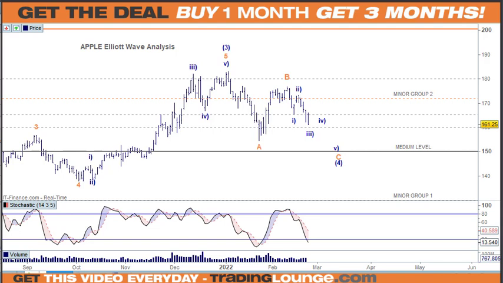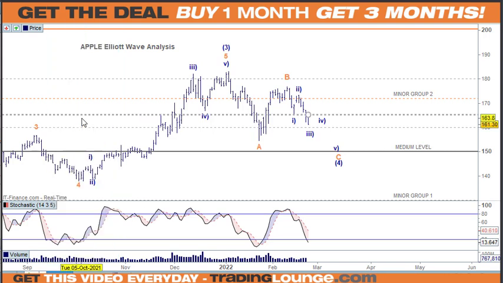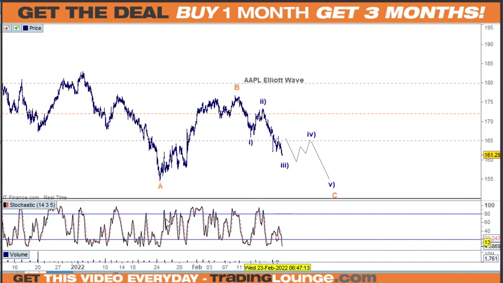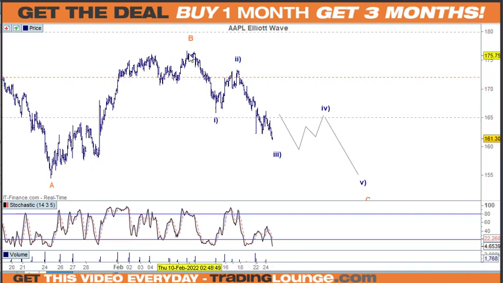Let's go to the intraday. I think I've got it here actually. Yeah, so a little bit clearer here. So we can see that we've got this impulse wave here as 1 and 2, and then this third wave moving down.